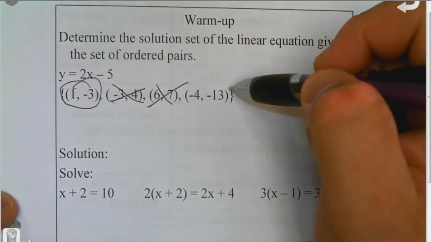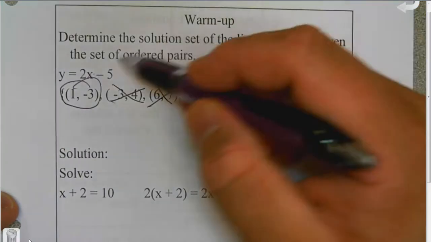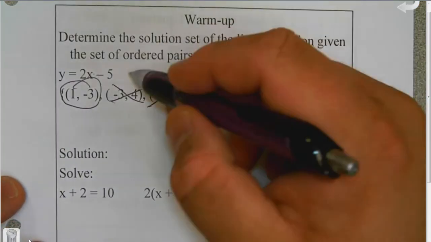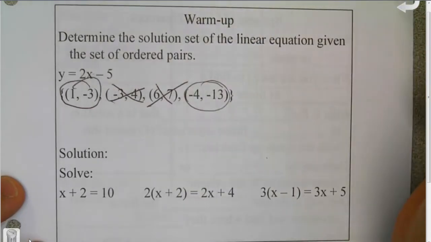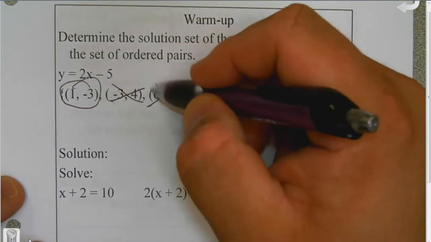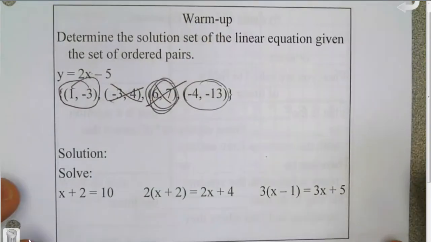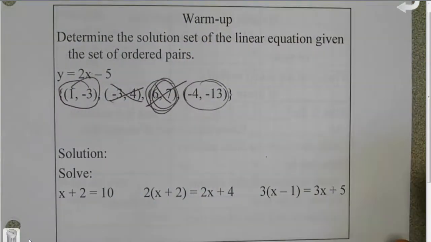And 2 times negative 4, negative 8, minus 5 is negative 13. So that works. And actually, I gotta go back and do this one. 2 times 6 is 12, minus 7 is 5. So that one works as well. So you can find solution sets to ordered pairs by understanding how you plug in for x and y.